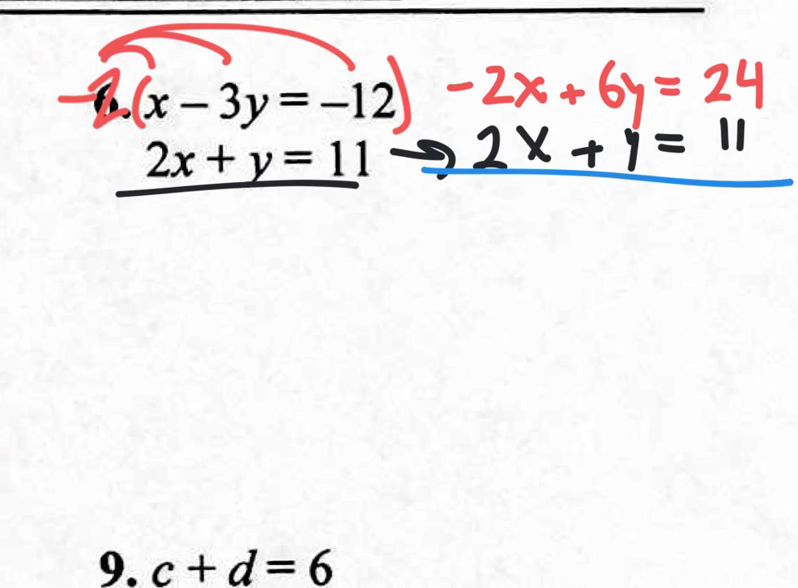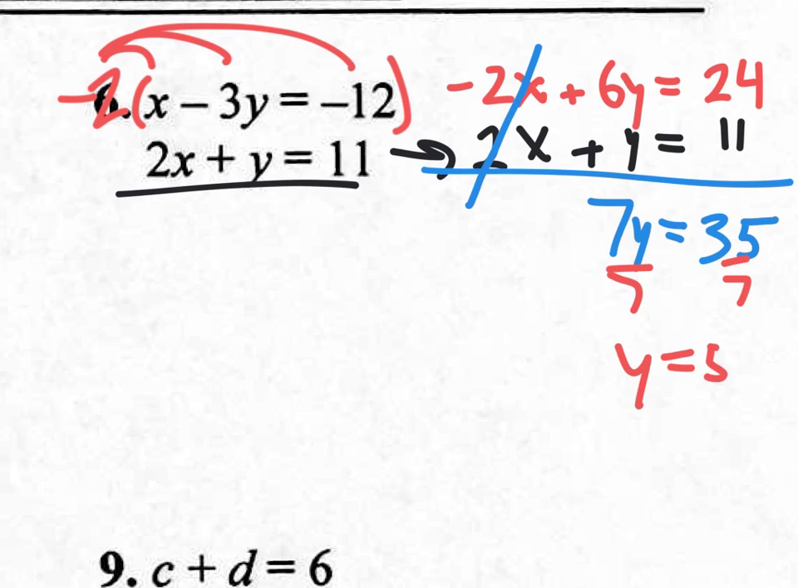Negative 2x plus 2x cancels out. 6y plus 6y, 7y. Equal signs come down. 24 plus 11, 35. And ladies and gentlemen, as you see right there, we have a simple, nice one-step equation in blue. All we're going to do is divide by 7. And yes, y equals 5. You see, it's easy.